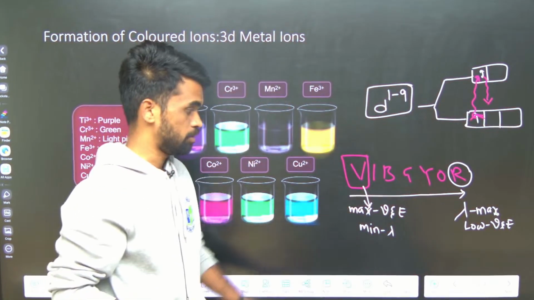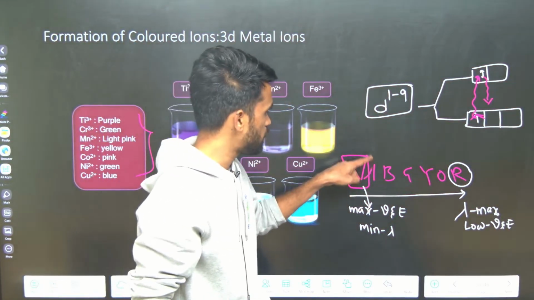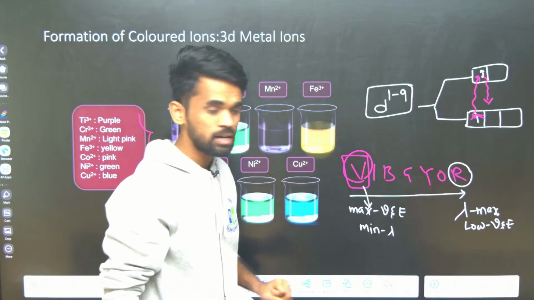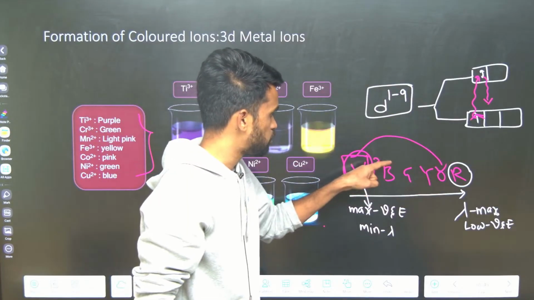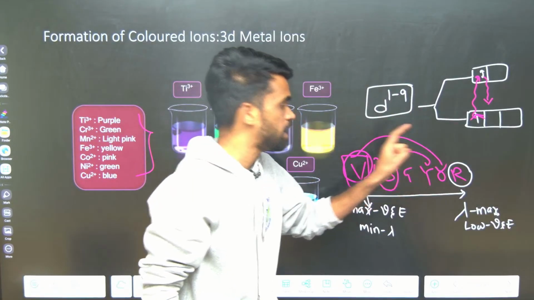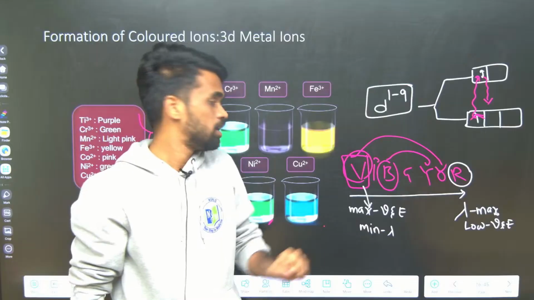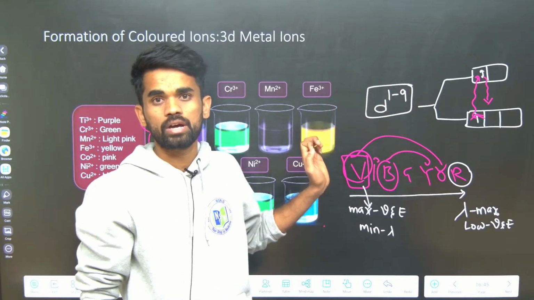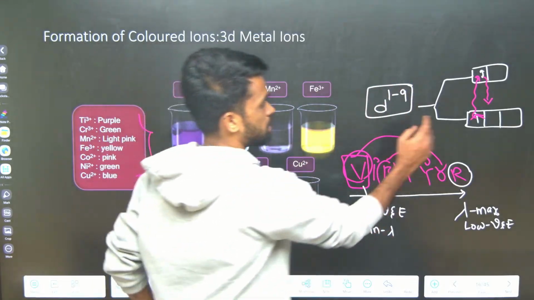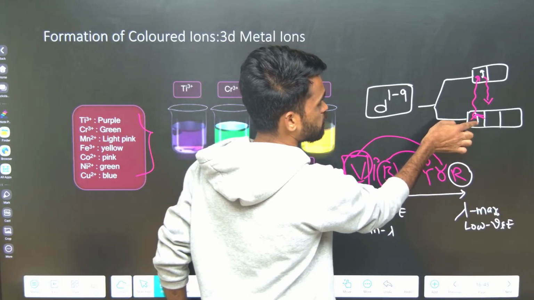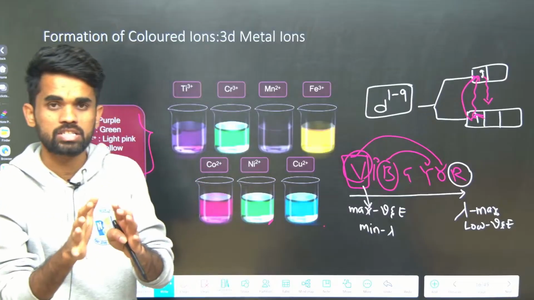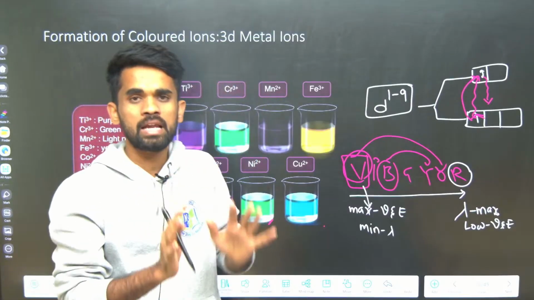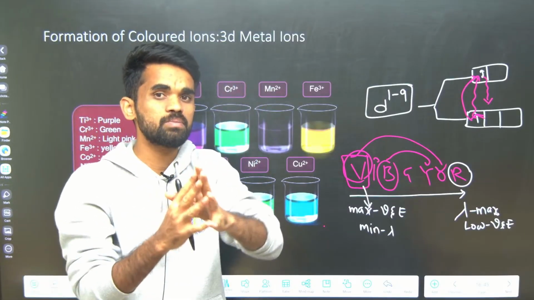If a compound is absorbing violet color, it might emit orange. If it is absorbing blue, something like yellow will be emitted. This is how we see colors for d block elements. So what is the reason? The reason is simple: electron transition from a lower d orbital to a higher d orbital, that is nothing but d-d transition. D orbital to d orbital electron transition is responsible for color.